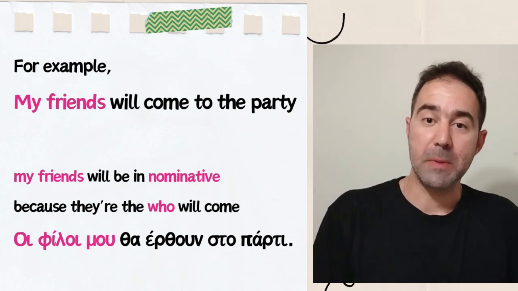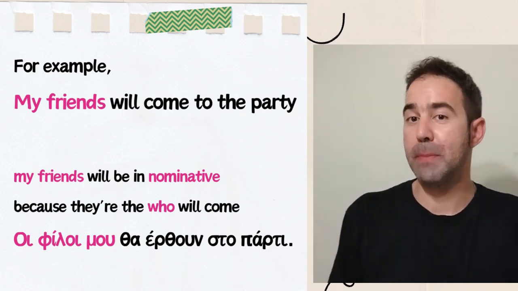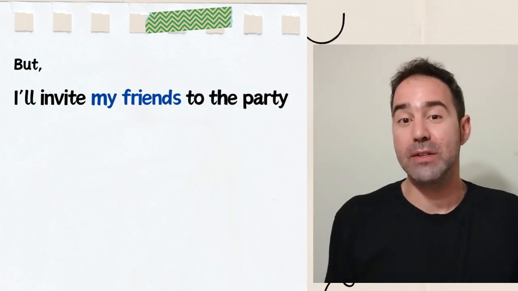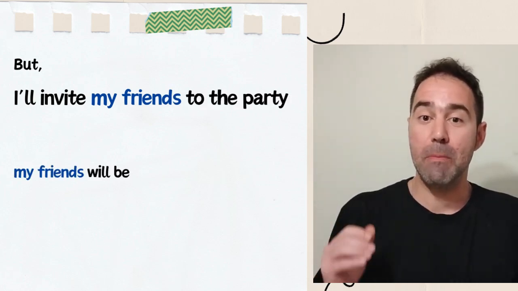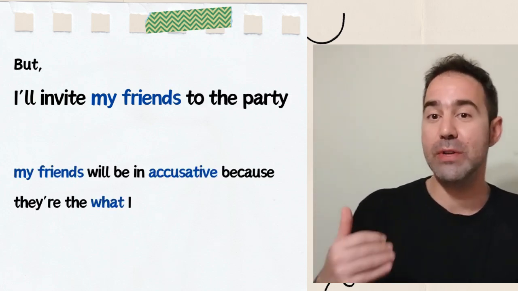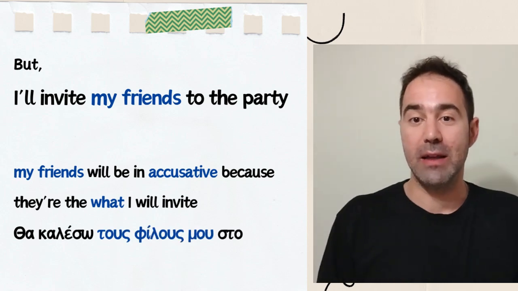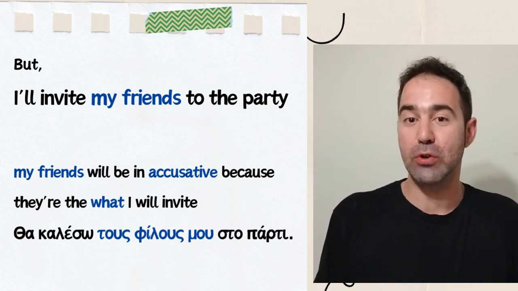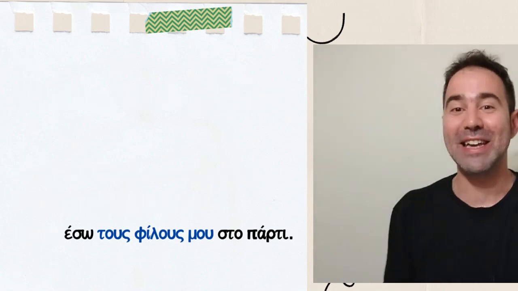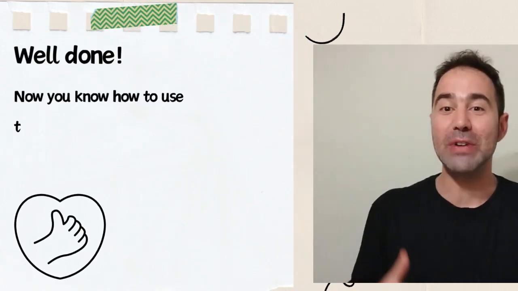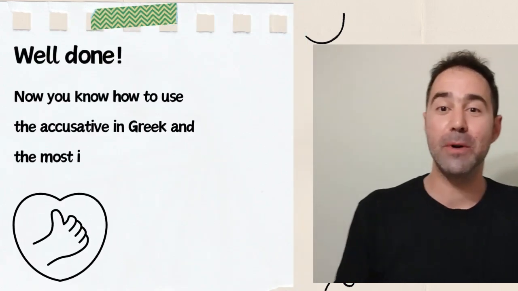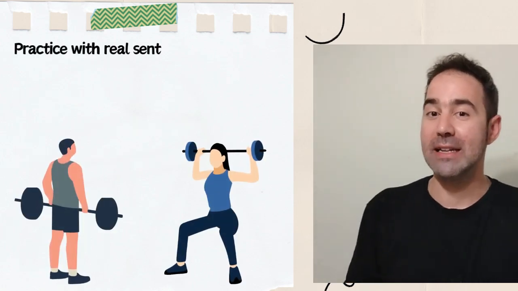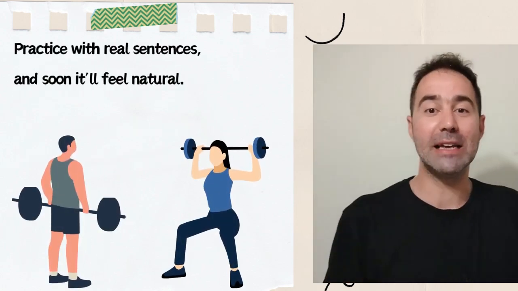In Greek, that would be οι φίλοι μου θα έρθουν στο party. But I'll invite my friends to the party. Now my friends will be in accusative because they are the what I will invite. In Greek that would be θα καλέσω τους φίλους μου στο party. Okay, well done. Now you know how to use the accusative in Greek, and the most important thing is that you know why you say it. Practice with real sentences and soon it will feel natural.